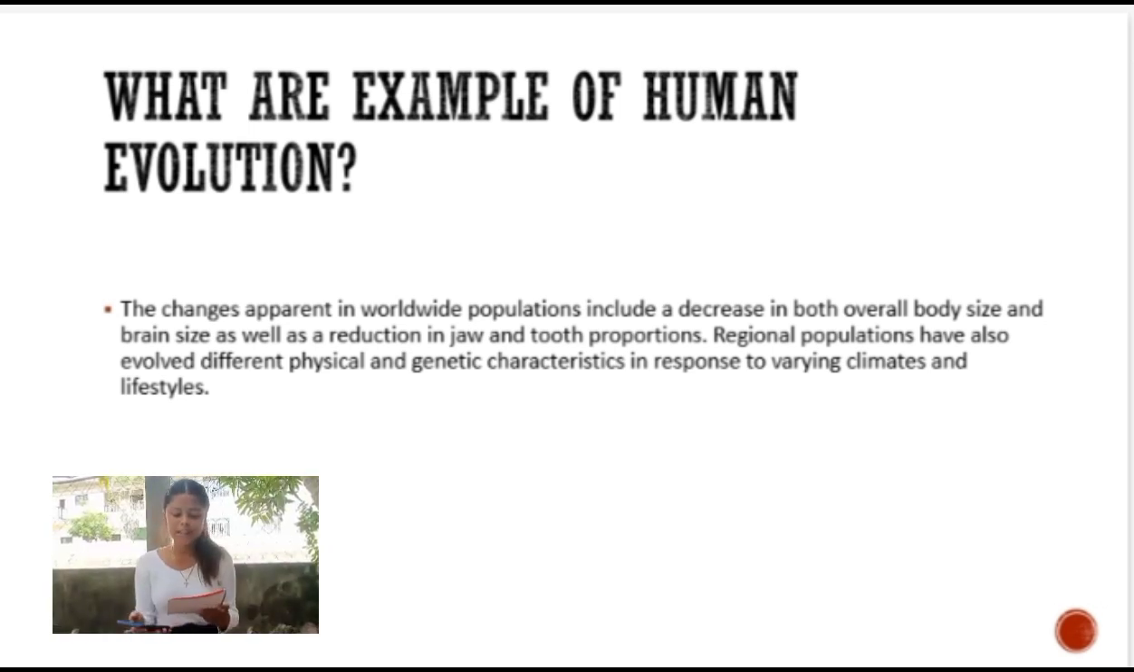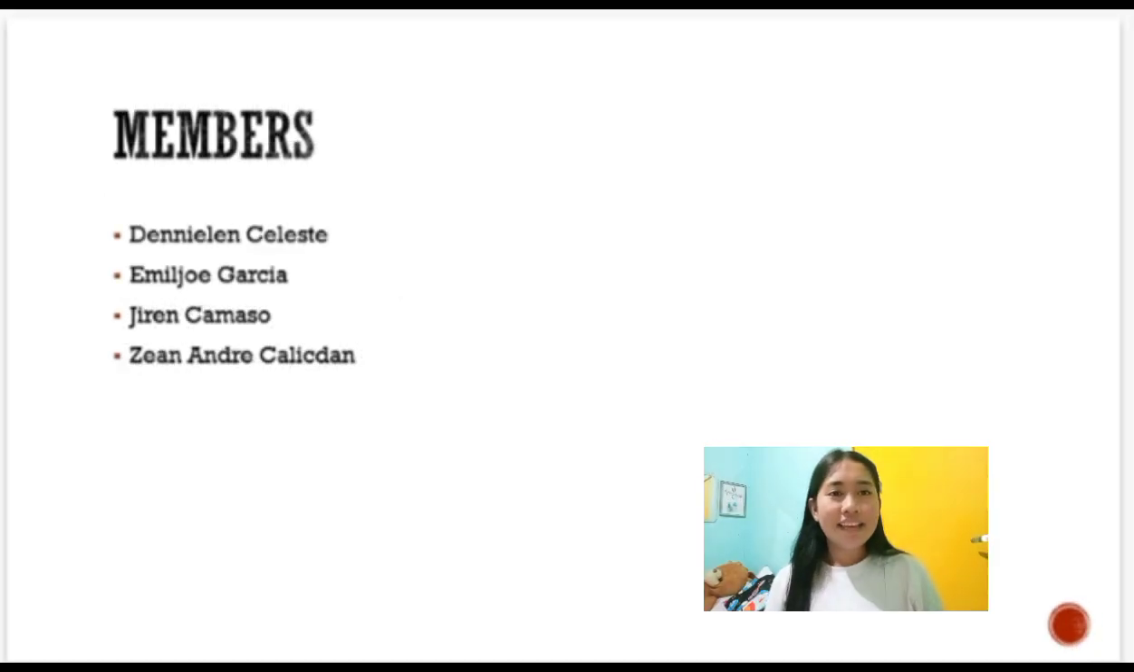So there are many examples of human evolution, including the development of bipedalism, the expansion of brain size and complexity, and the technological adaptation. And that is our presentation about the occurrence of evolution.